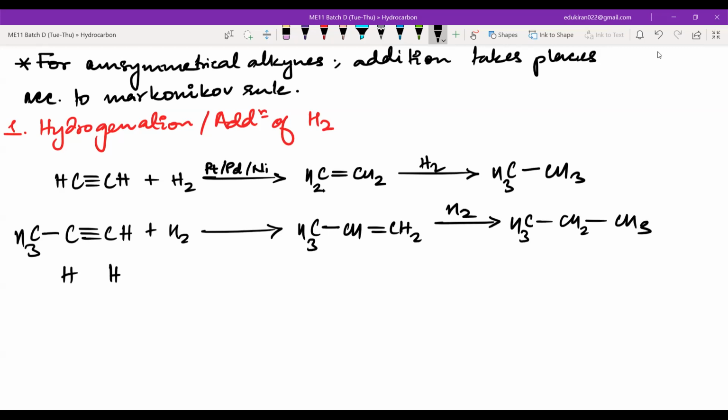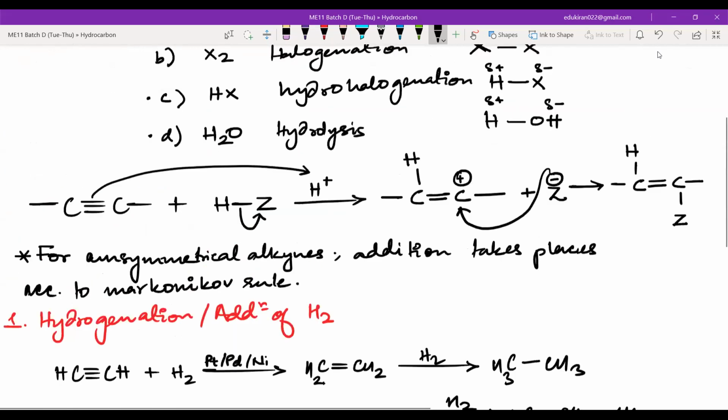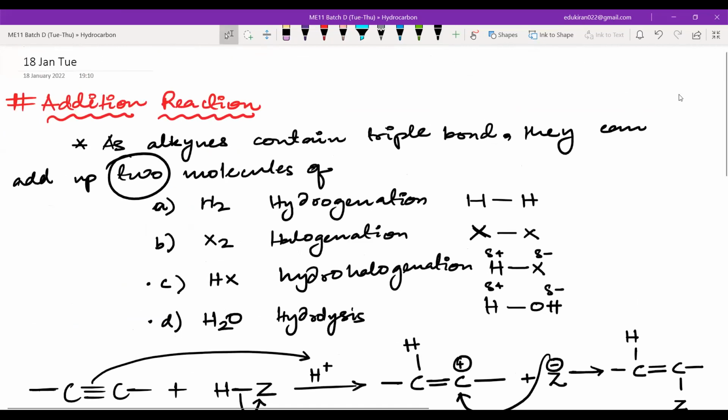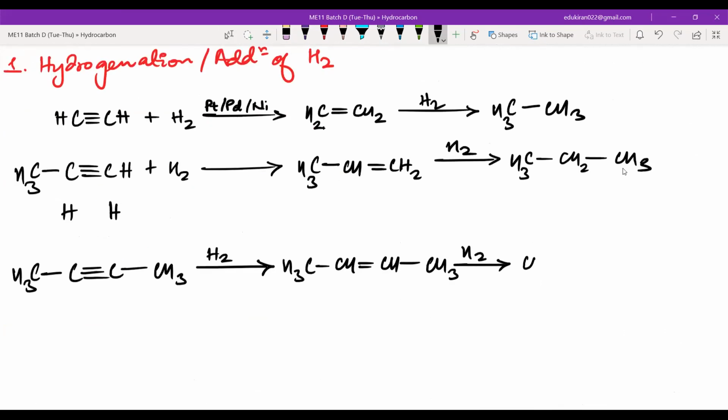Okay, similar things can happen if you have larger molecules also. For example, if you have CH3 single bond C triple bond C single bond CH3, in the presence of H2 this is going to give you CH3, CH double bond CH, single bond CH3. Then again, one more molecule of H2. And we have written here, it can add up two molecules of hydrogen, halogens, hydrohalides, and then water. This is going to give you CH3 single bond CH2 single bond CH2 single bond CH3. So simply, if you want to go from alkyne to alkane, what can you use?